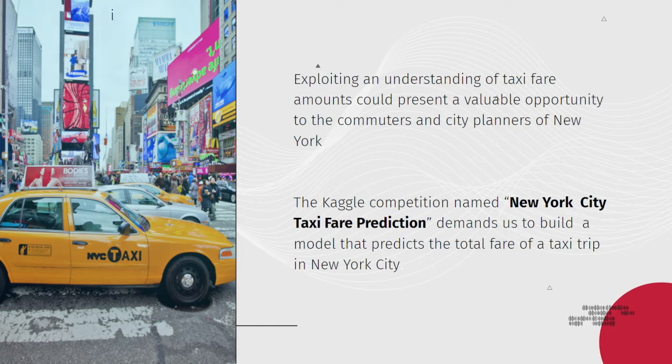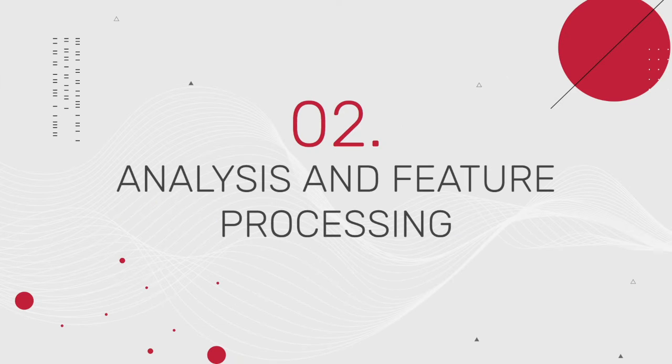We think that finding out the fare by being able to look at the dataset and applying a machine learning model can be very helpful to a numerous amount of commuters as well as the city planners of New York, so that they can make their trips more efficient. This can also be beneficial to the economy of New York and to the taxi drivers who need to be able to make their living wages. Therefore, this Kaggle competition, called New York City Taxi Fare Prediction, demanded us to build a model that predicted the total fare of a taxi trip in New York City.